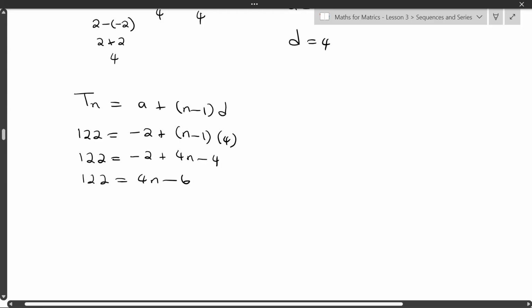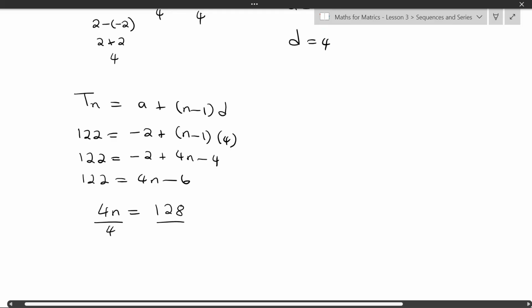If we add 6 to both sides of the equation, we are left with 4n is equal to 128. And if we divide both sides by 4, these two 4's cancel each other. 128 divided by 4 is equal to 32. Therefore, n is equal to 32. So we can say that there are 32 terms in the series.